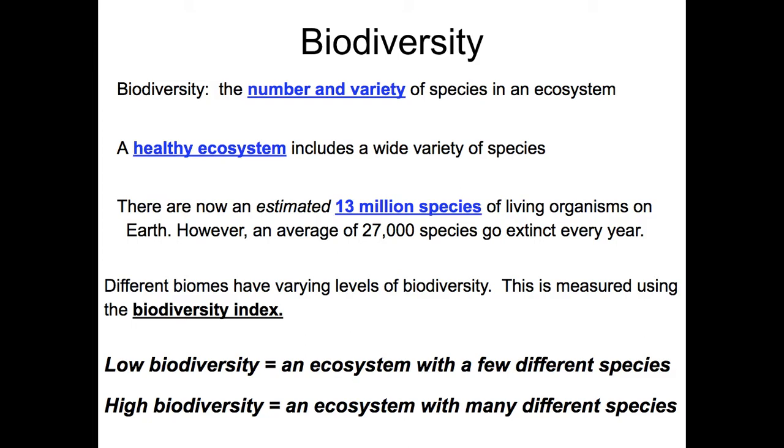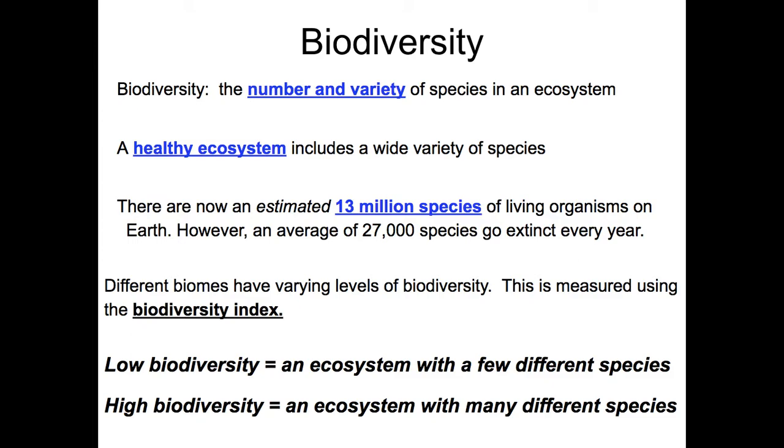All right, so let's look at biodiversity. What it is, why we care, all that good stuff. Biodiversity is what it sounds like. It's the variety of life within an ecosystem. In a healthy ecosystem, you're going to have a high biodiversity, a wide variety. You want a bunch of different things. You don't want all one thing. That's not good.